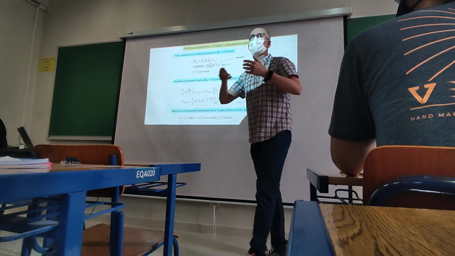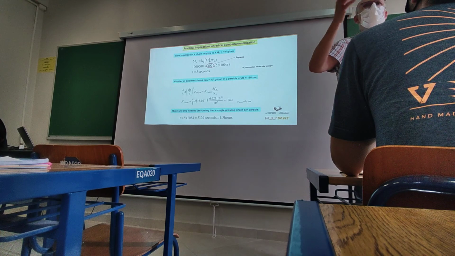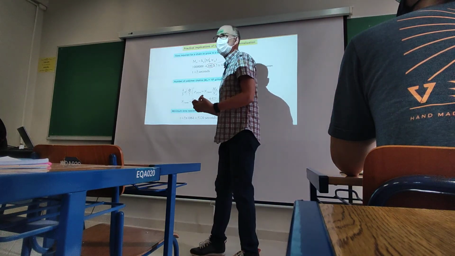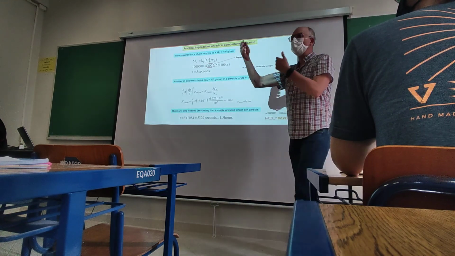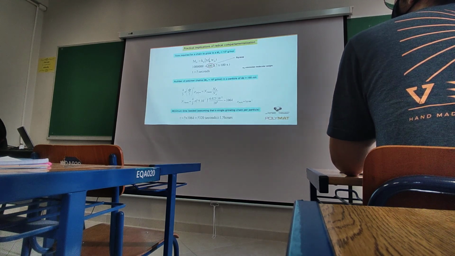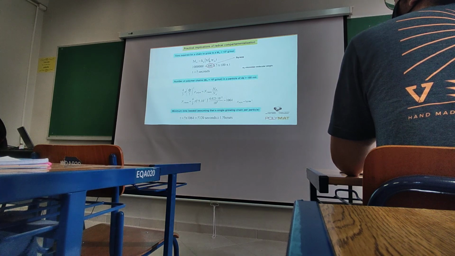So if I have a reactor and I run a reaction in 3 hours to reach 100% completion, how much time do the chains need to grow until the final molar mass that they achieve? Depends on temperature. Depends on temperature, of course.